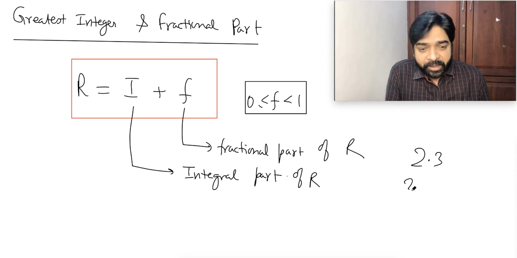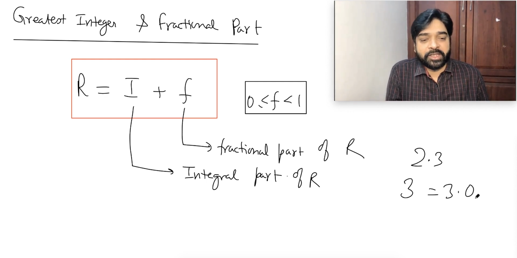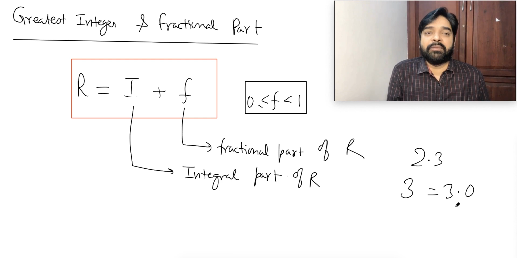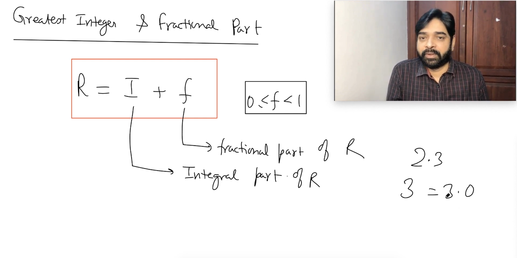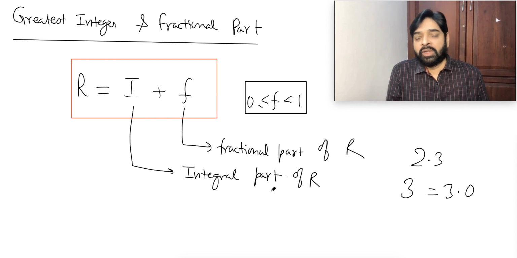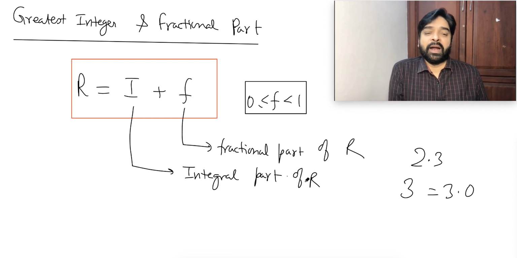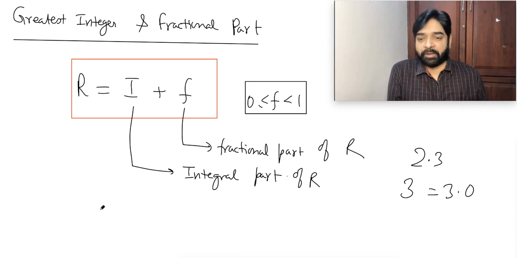If I say 3, so 3 means 3.0. So the fractional part of this number will be what? 0, because after the decimal there is a 0. I'm sure it's getting clear to everybody. So that is the meaning of the fractional part and integral part of any particular number.